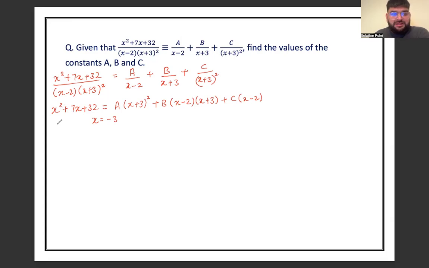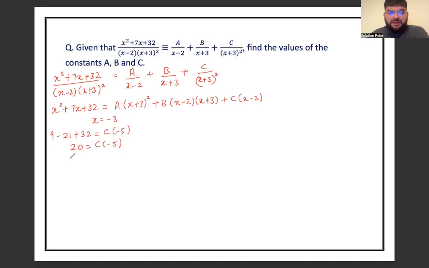Minus 3 squared is 9. 7 times minus 3 is minus 21, plus 32, equals, when I substitute x as minus 3, minus 3 plus 3 is 0, 0 squared is 0, 0 times A is 0. So this whole term is 0. Similarly, when I substitute x as minus 3 here, minus 3 plus 3 is 0 and 0 times anything is 0, so this term again becomes 0. Now if I substitute x as minus 3 here, minus 3 minus 2 is minus 5. Now 9 take away 21 plus 32 is 20, equals C times minus 5.